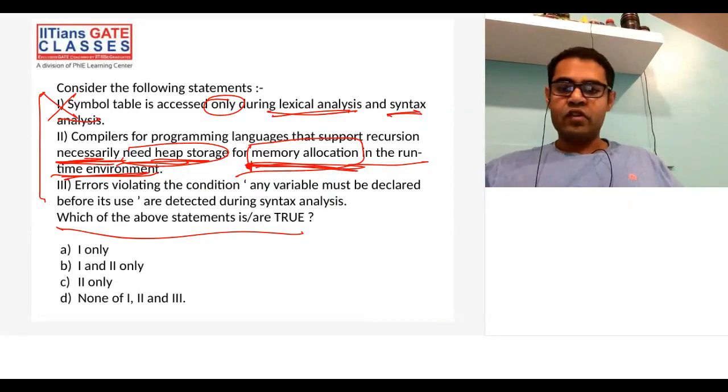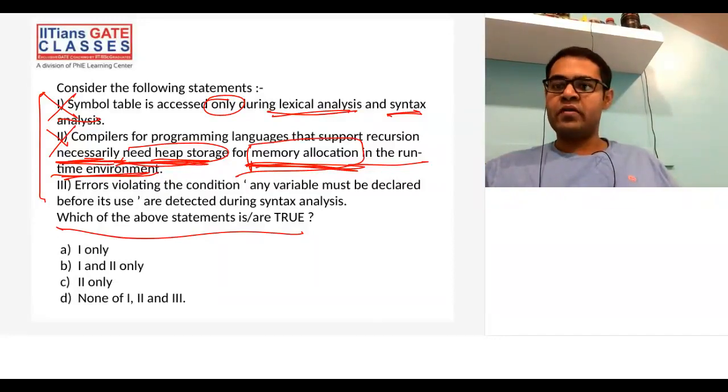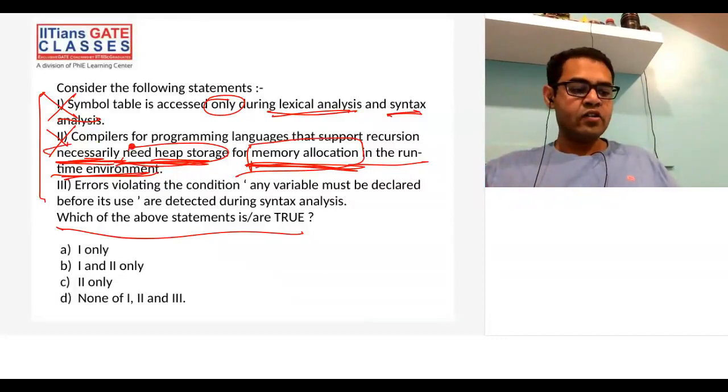Okay, so for this particular reason, statement 2 is also false. I'll just summarize it. Stack and heap both will be required. If both are not there, then you cannot allocate memory during runtime, or you cannot allocate memory dynamically. So necessarily heap storage is not required. Not necessarily. It is required but not necessarily. So because of this simple thing, statement 2 is wrong.